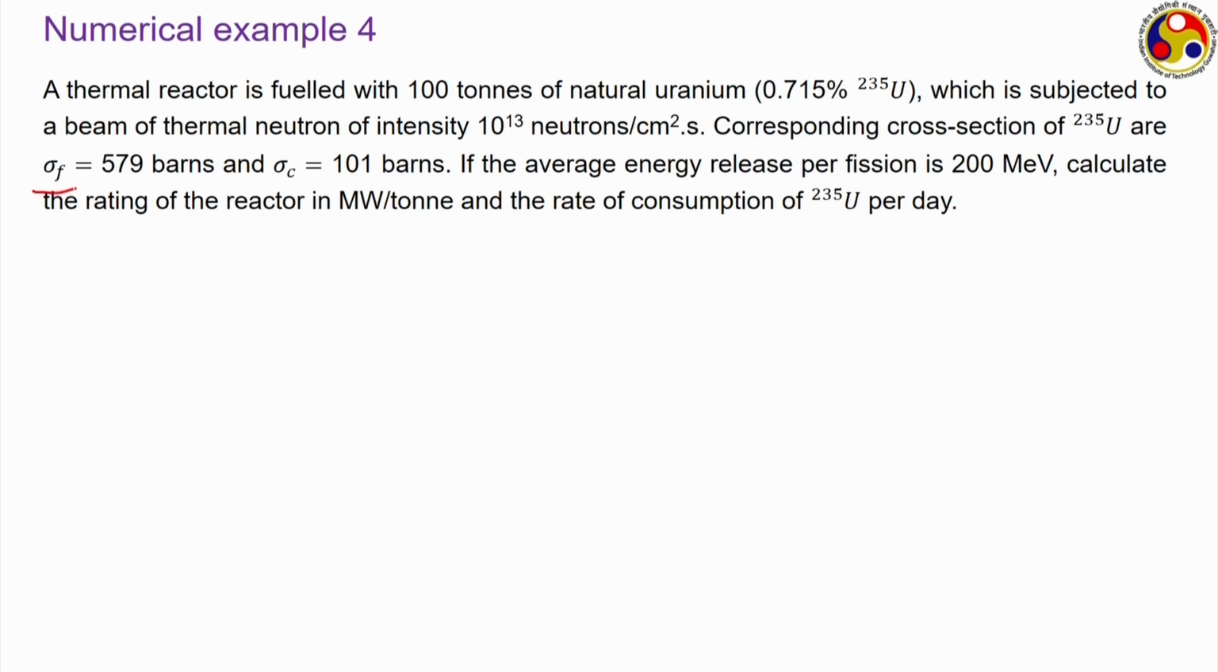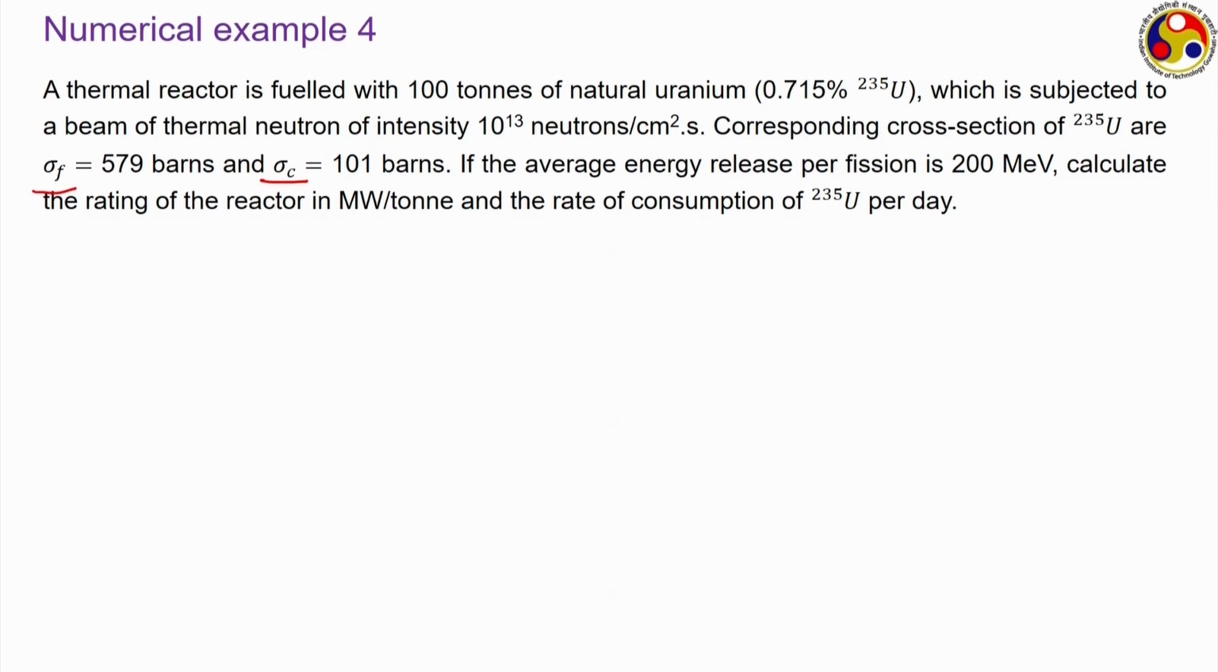This is the fission cross section, this is the capture cross section. As no information is provided, we can consider the other, that is scattering cross sections, to be equal to 0. If the average energy released per fission is 200 MeV, then you have to calculate the rating of the reactor in megawatt per ton and the rate of consumption of uranium 235 per day.